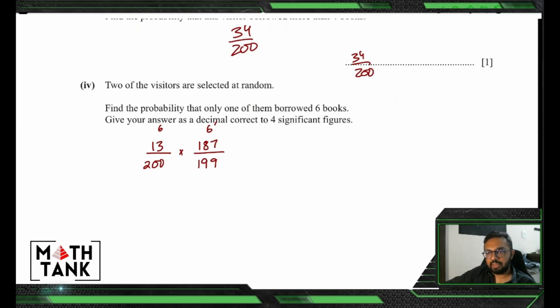Now, what I've done inherently here is assumed an order, that the first one was 6 and the other was 6 not. It could be the reverse as well. So when it is a 3-mark question, you will always have to reverse this order as well, and then add, or you would just simply multiply by 2.